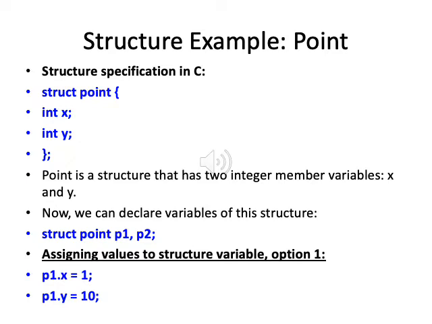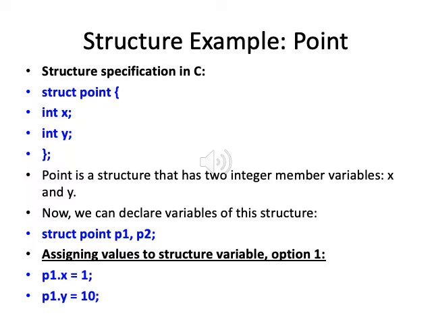One is a value of x coordinate and one is a value of y coordinate, and both of these are integers. If you see the structure specification, the first thing we have here is the reserved keyword struct, followed by the name of the structure or the name of the complex data type, which is point, and then within curly brackets we're defining all the member variables that are part of the structure, and the definition ends with a semicolon. So a point is a structure that has two integer variable members x and y.